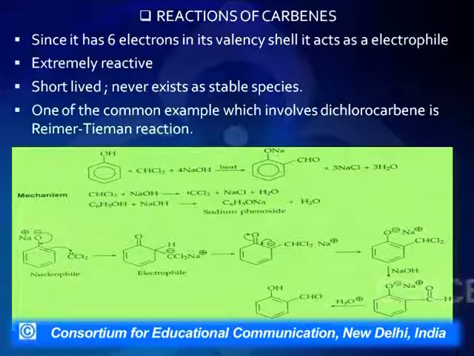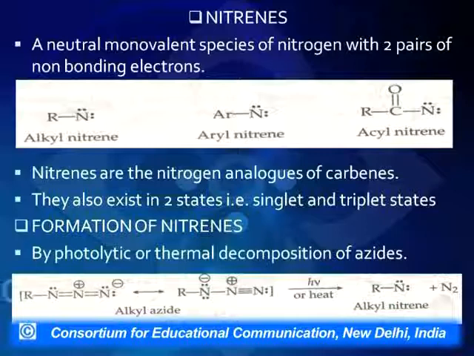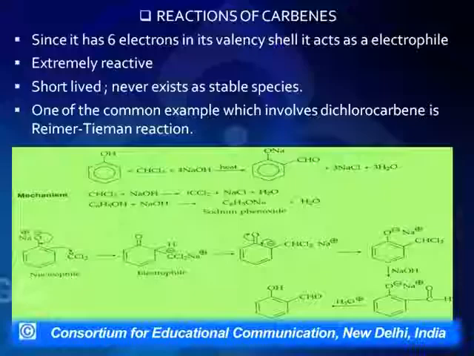Now the next intermediates that we encounter are nitrenes. Nitrenes are nitrogen analogues of carbenes. In these, nitrogen is monovalent, that is, it forms one bond, and they can be alkyl nitrenes, aryl nitrenes, or acyl nitrenes. Just like carbenes, they occur in two states: a singlet state in which the electrons are paired, or a triplet state where they are not paired.